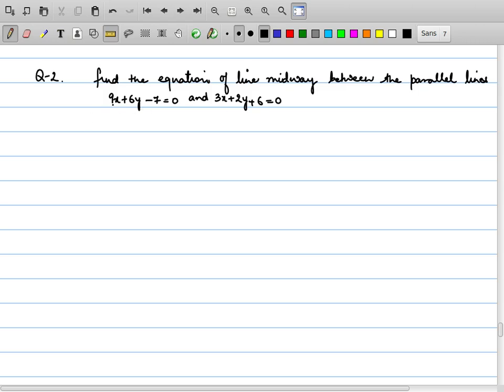Now even though 9x plus 6y minus 7 looks like it is equal to or parallel to this line, make sure you get the same coefficients for x and y. Therefore we'll take 3 common. This can be written as 3x plus 2y minus 7 by 3. We have divided by 3 throughout, and this is 3x plus 2y plus 6 is 0. Two things we have to make sure: c1 and c2 are on the same side and the xy portion is same. So a is 3, b is 2, c1 is minus 7 by 3 and c2 is, let's say, 6.